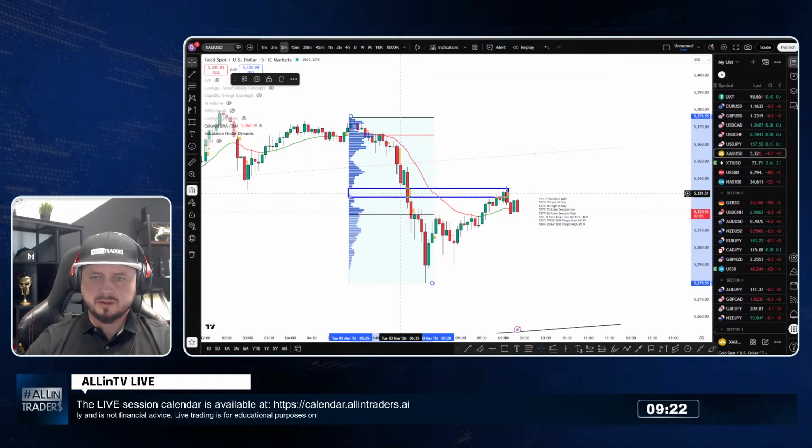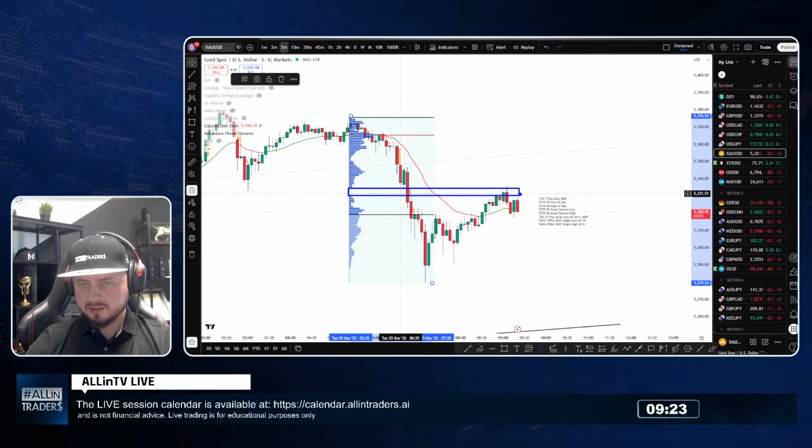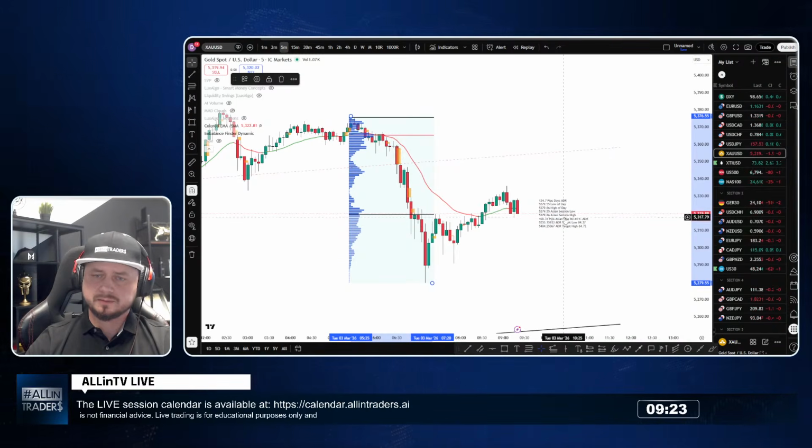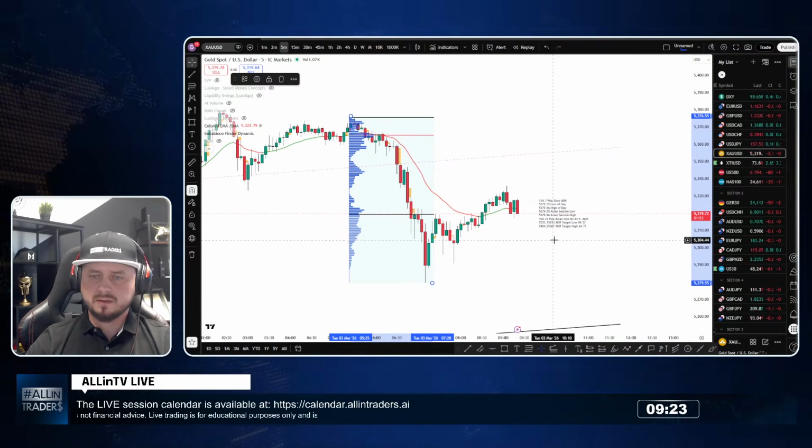Yeah, that was a pretty good area to enter the trade. And if we would enter, probably we could say set the stop loss already for break even.